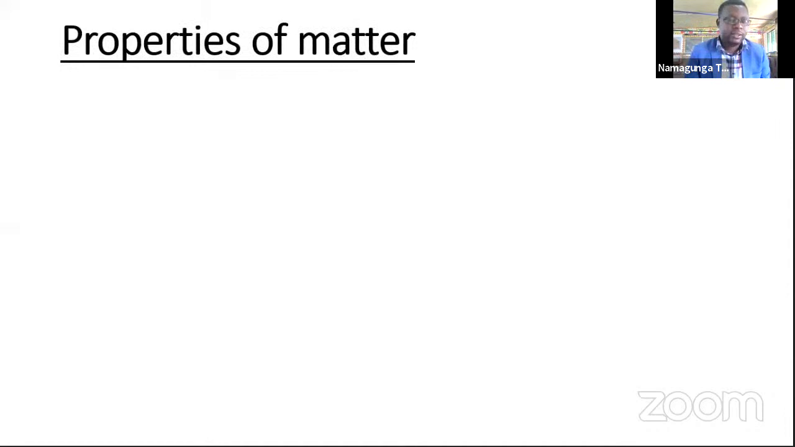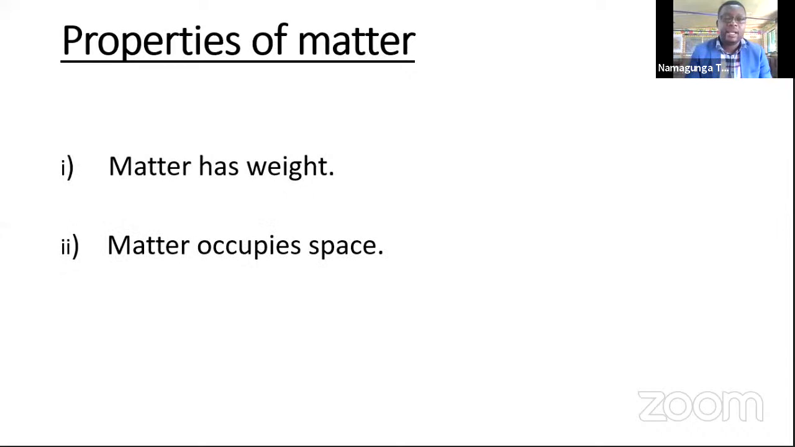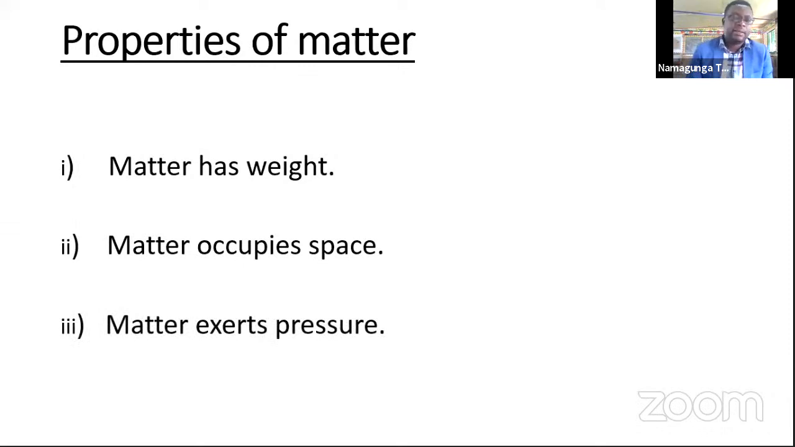The first one we have, can I ask Ayebaziwe to read for us the first property. Ayebaziwe, please read. Matter has weight. Yes, matter has weight. That is the first one. We have the second one, which is matter occupies space. And then the third one is matter exerts pressure.